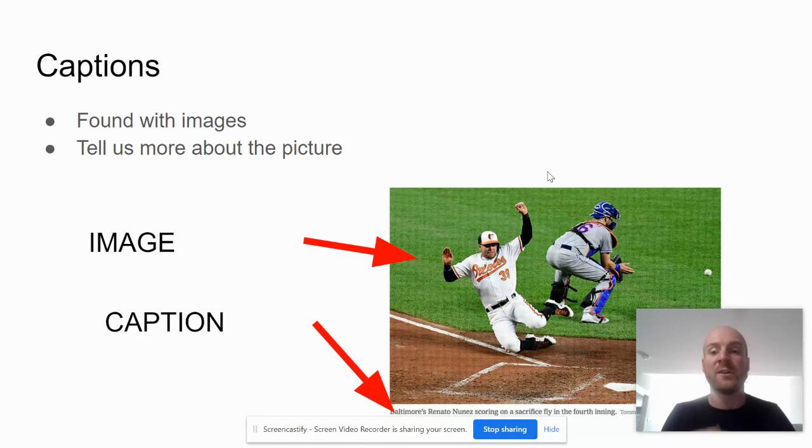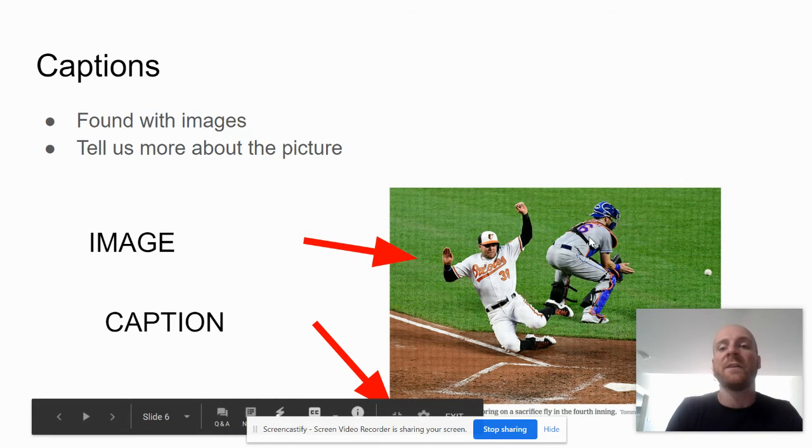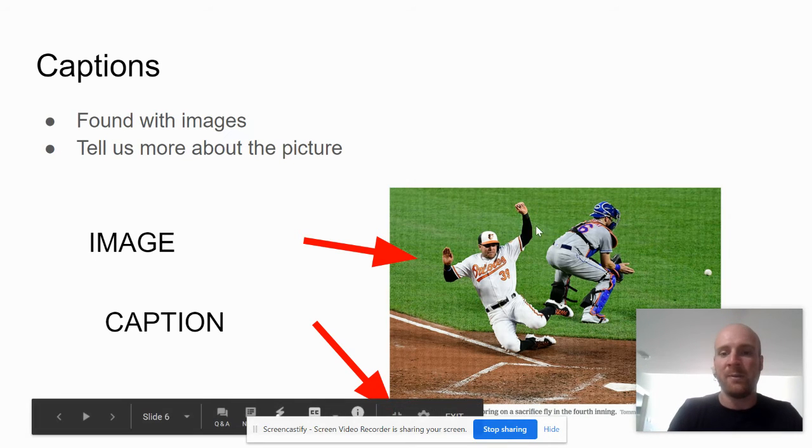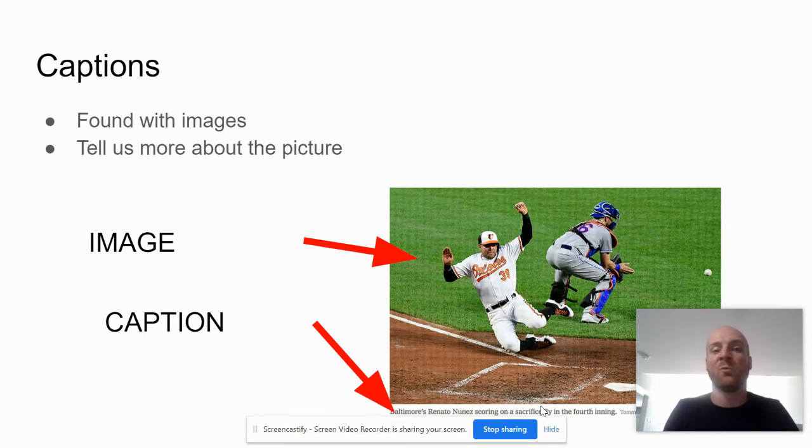This is the one you're probably going to see the most, and that's images with captions. So an image, for example, we have here the baseball players. And below it, oftentimes you'll get a description of what's going on in the picture. That's the caption, okay? So image is the picture, caption is what is below it, and it tells us what's going on in the picture. Your graphic text might have that.